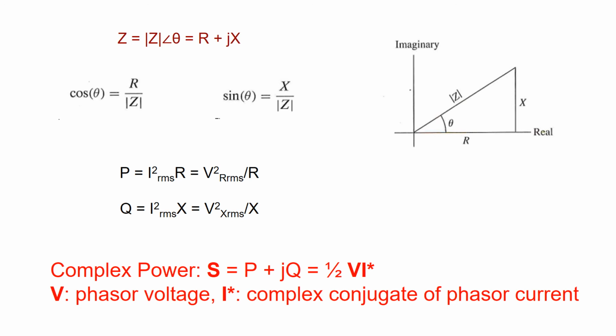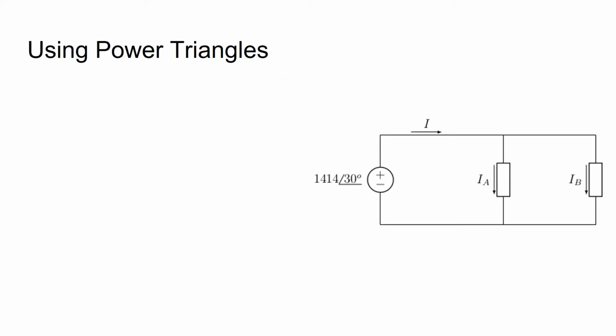The complex power, S, is defined to be the real power plus j times the reactive power, or 1/2 V times I star, where V is the phasor voltage across the element for which we're trying to determine the power, and I star is the complex conjugate of the phasor current through the element. We can use all these concepts and expressions to get information about a circuit.